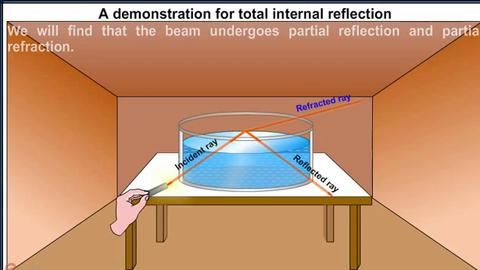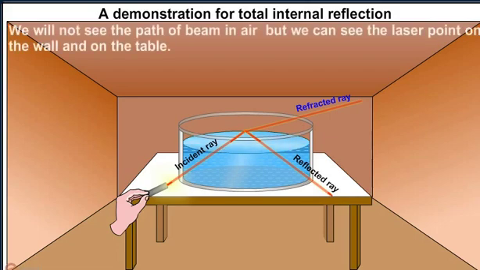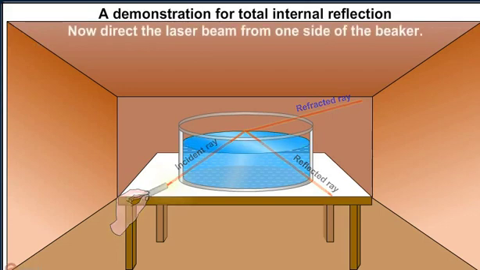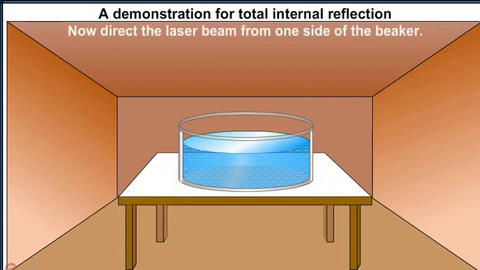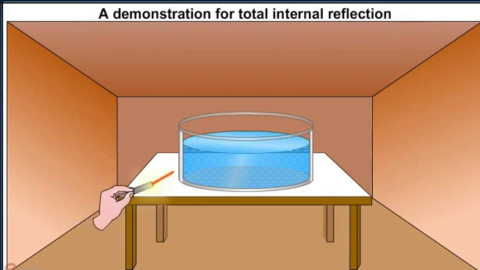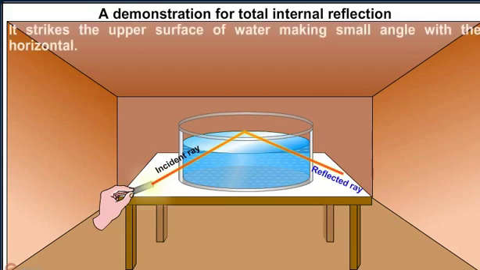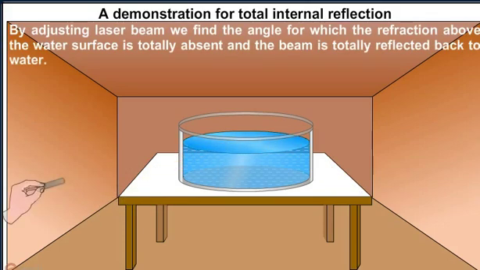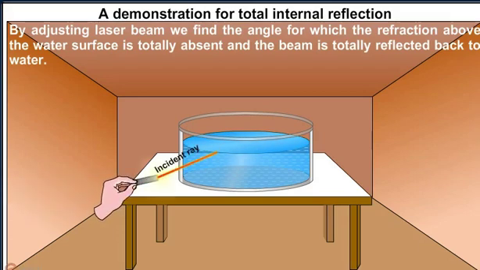We will not see the path of the beam in air, but we can see the laser point on the wall and on the table. Now direct the laser beam from one side of the beaker. It strikes the upper surface of water, making a small angle with the horizontal. By adjusting the laser beam, we find the angle for which the refraction above the water surface is totally absent and the beam is totally reflected back into the water.